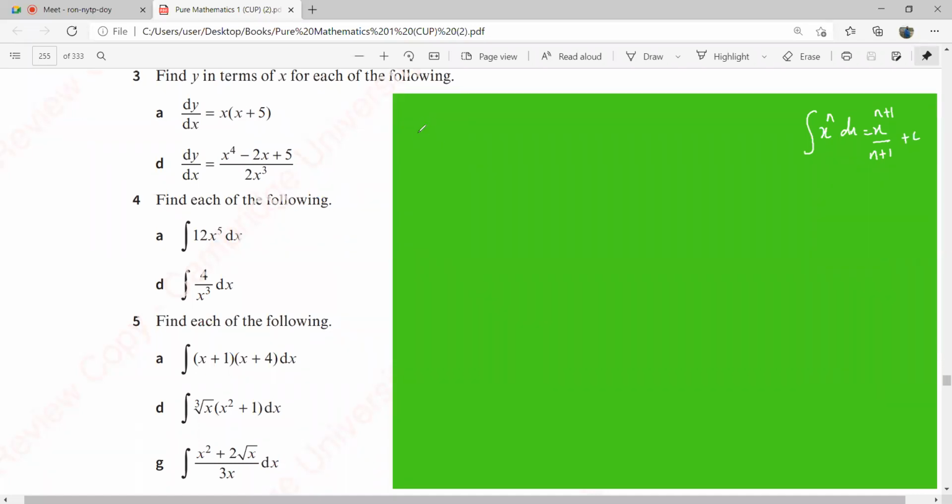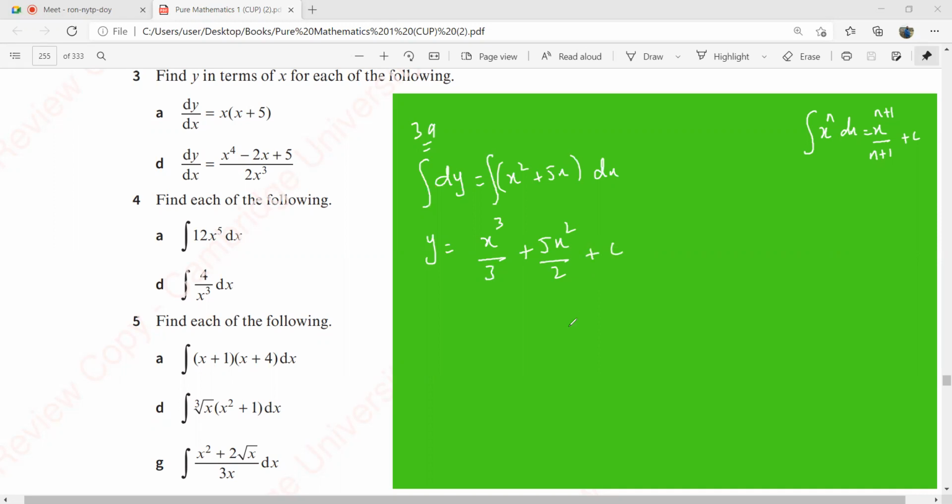So I will be starting it like this, 3A. I will keep this dy on this side. I will expand this. This is x squared plus 5x. And I'll keep this dx. I have moved the dx to the other side as well. Okay, so now we integrate both the sides. So this will be integrated with respect to y. So this is y. And this is going to be x cubed over 3. This is 5x squared over 2 and plus c. That's it. This is done.